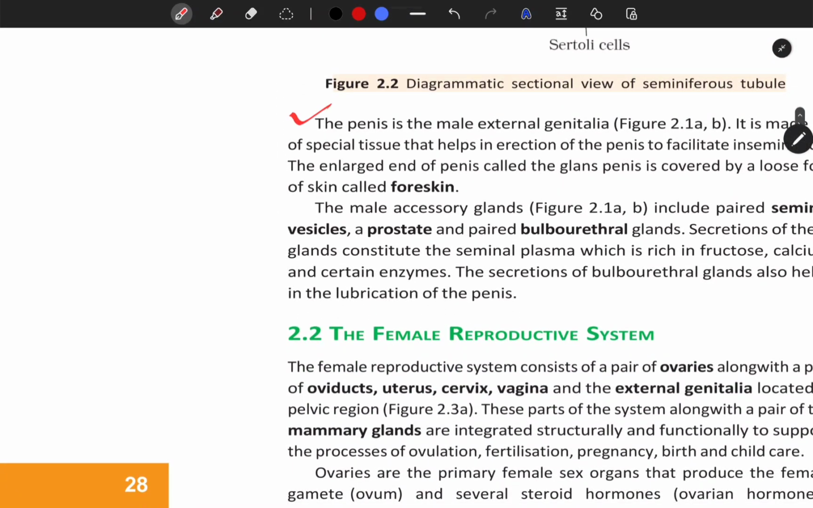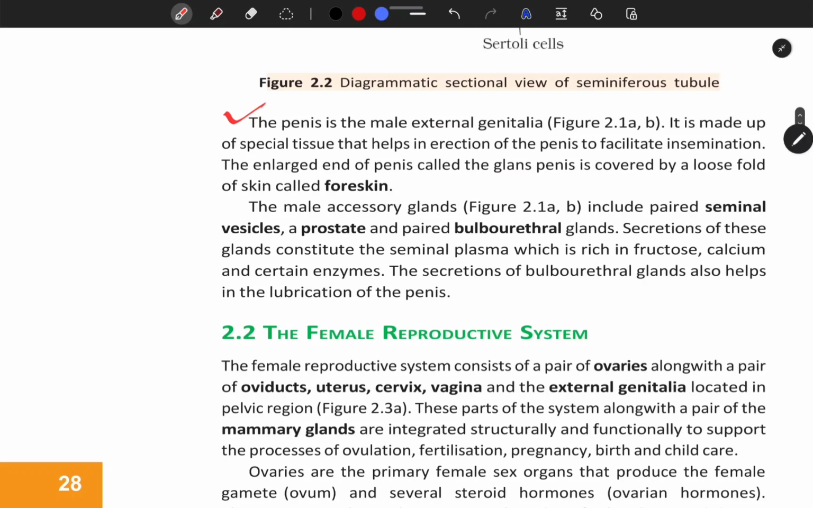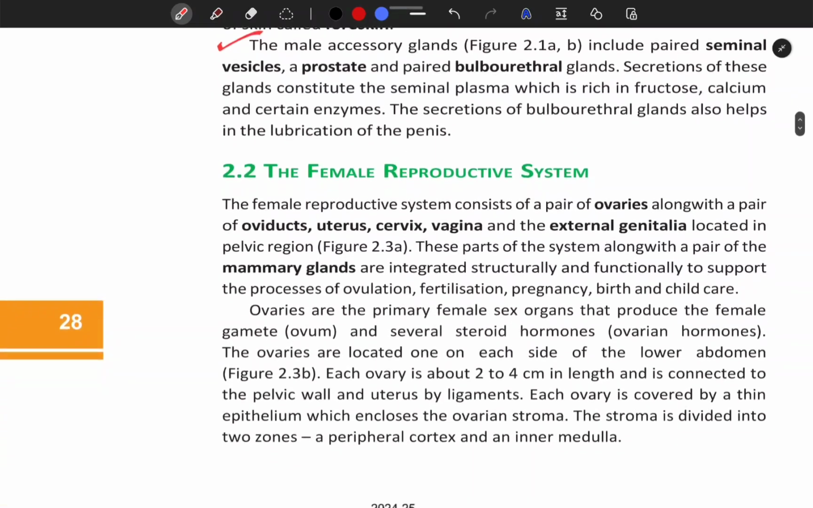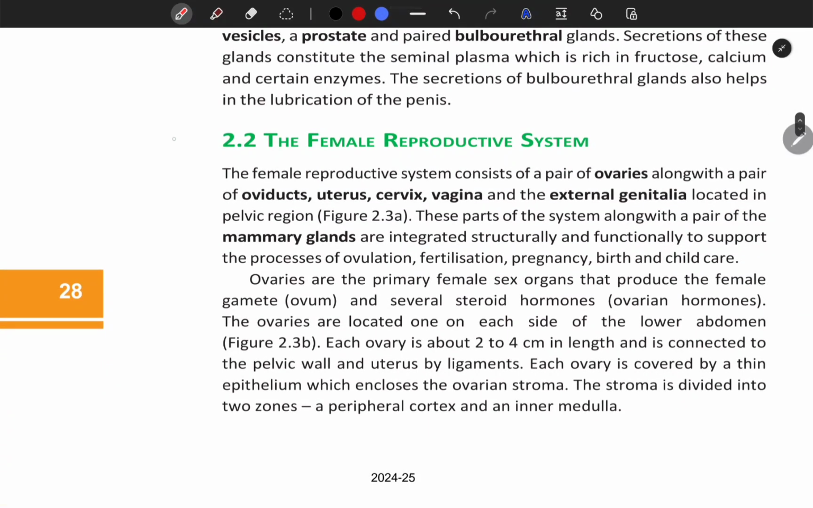The penis is the male external genitalia. It is made up of special tissues that help in erection of penis to facilitate insemination. The enlarged end of penis called the glans penis is covered by a loose fold of skin called foreskin. The male accessory glands include paired seminal vesicles, a prostate, and paired bulbourethral glands. Secretions of these glands constitute the seminal plasma, which is rich in fructose, calcium, and certain enzymes. The secretions of bulbourethral glands also help in the lubrication of penis.